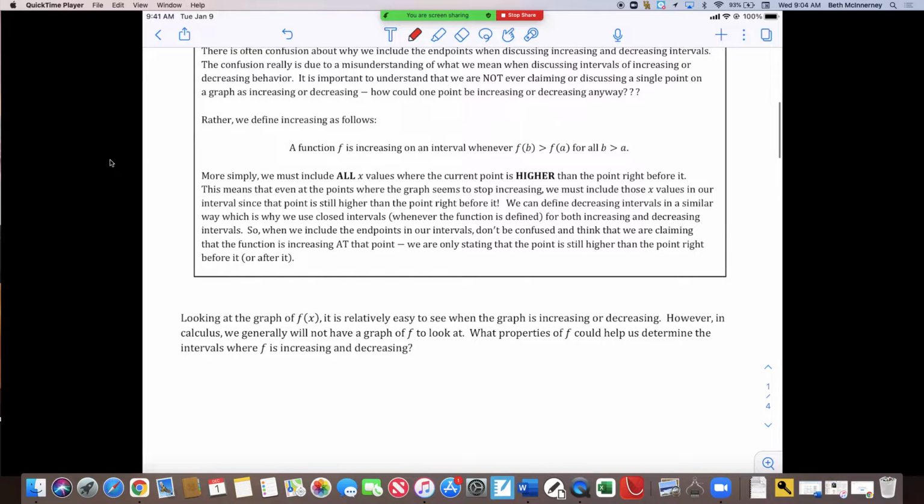So looking at the graph of f of x, it is relatively easy to see when the graph is increasing or decreasing. However, in calculus, we generally will not have a graph of f to look at. So what properties of f could help us determine the intervals where f is increasing or decreasing? Well, the rate of change, or the derivative.